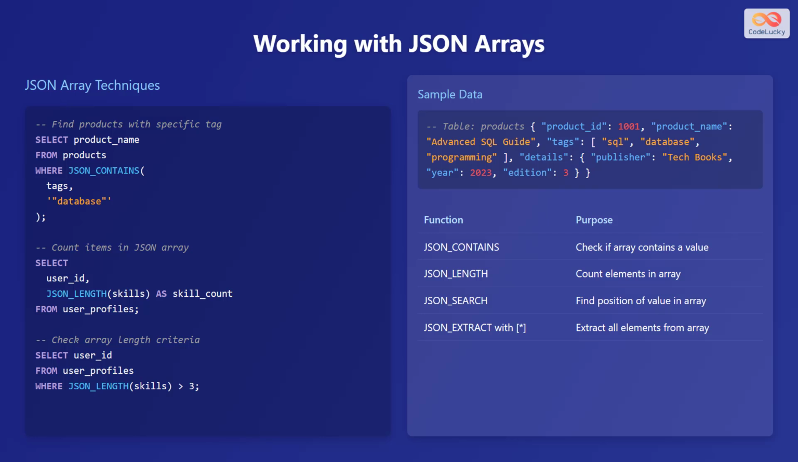JSON_contains checks if an array contains a value. JSON_length counts the elements in an array. JSON_search finds the position of a value in an array. Finally, JSON_extract with a star inside square brackets extracts all elements from an array.